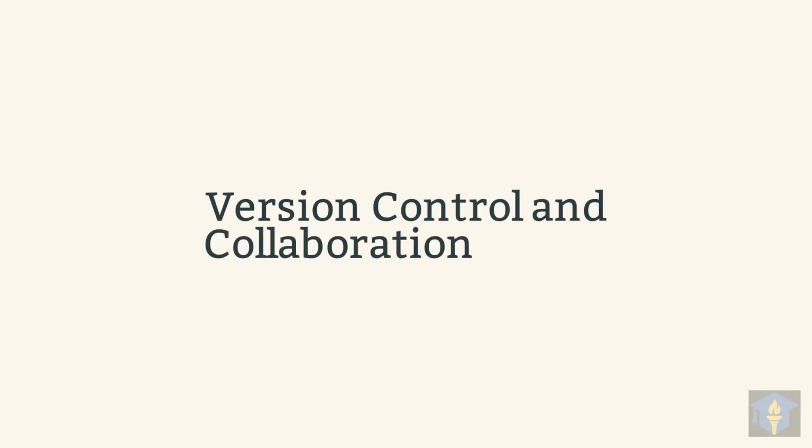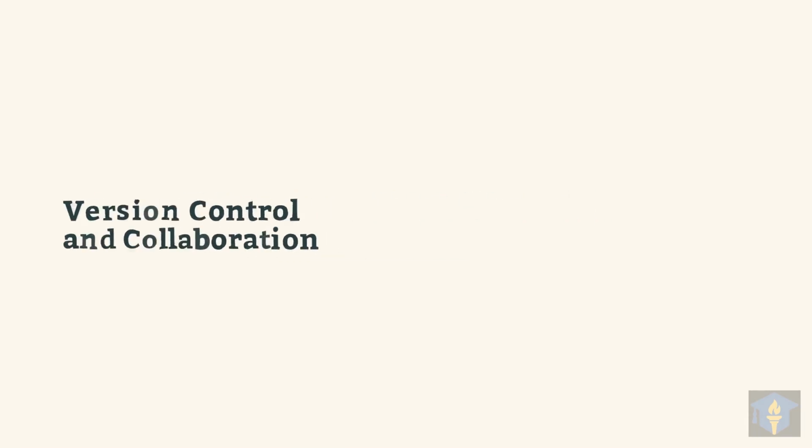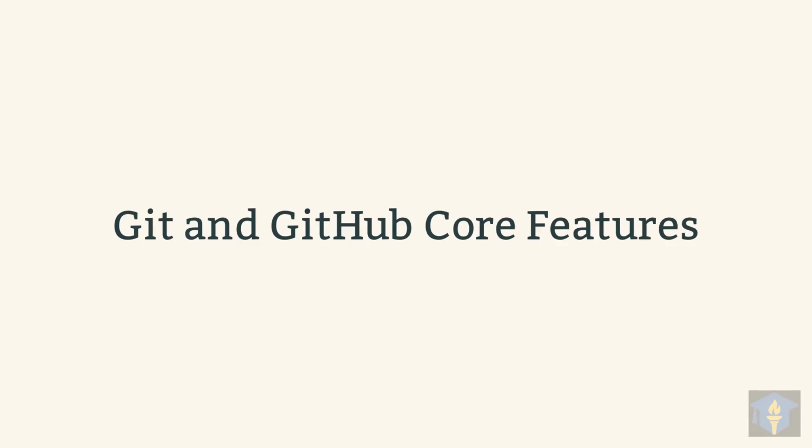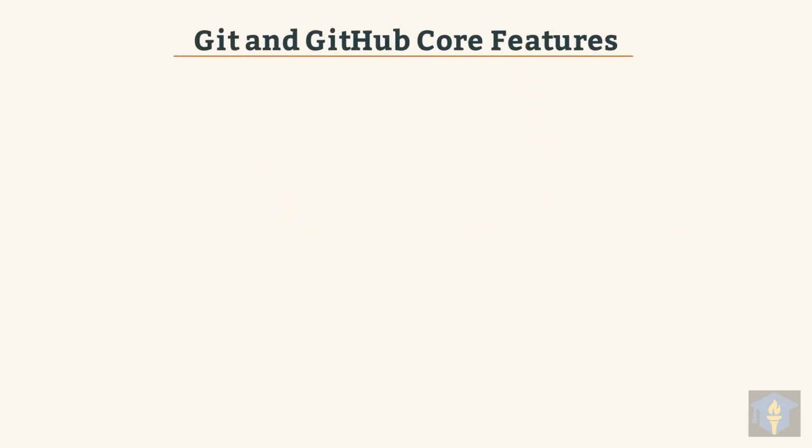Today, we're diving into the crucial world of version control and collaboration, essential for any modern developer. Specifically, we'll learn how to effectively manage your code using powerful tools like Git and GitHub. Let's explore the core features of Git and GitHub, understanding what makes them indispensable for development. We'll understand their distinct but complementary roles in modern software development workflows and team projects.